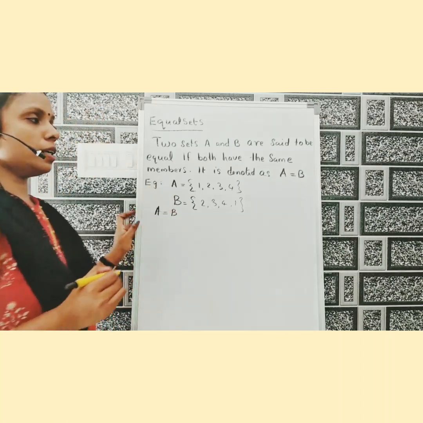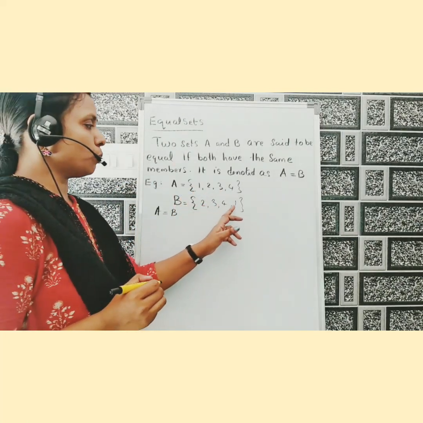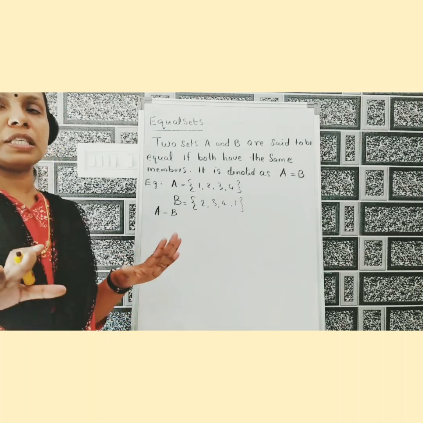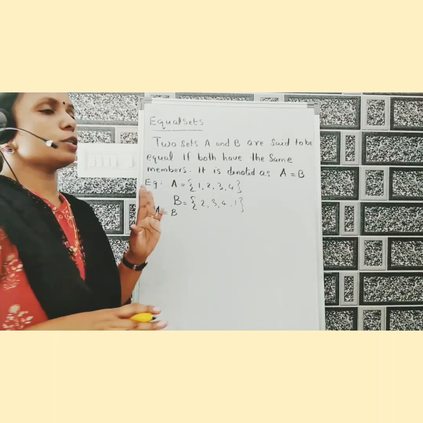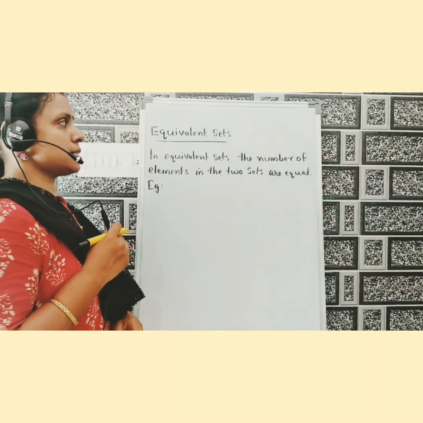Clear? Here A equal to 1, 2, 3, 4 and B is equal to 2, 3, 4, 1. Here the two sets consist of the same members. Therefore we say that the two sets are equal. That is A equal to B. Clear?